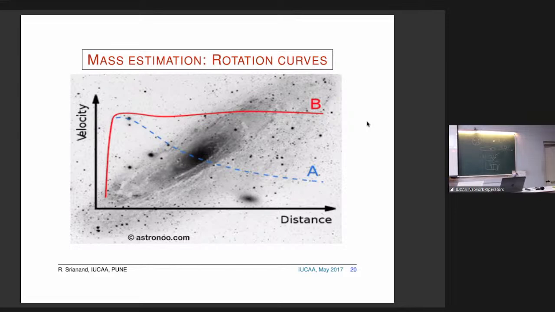Okay, and calculate what is the velocity. Velocity you will measure through Doppler. You just plot what is the velocity as a function of distance. And what is shown as b is what is observed. Okay, so it is very interesting.